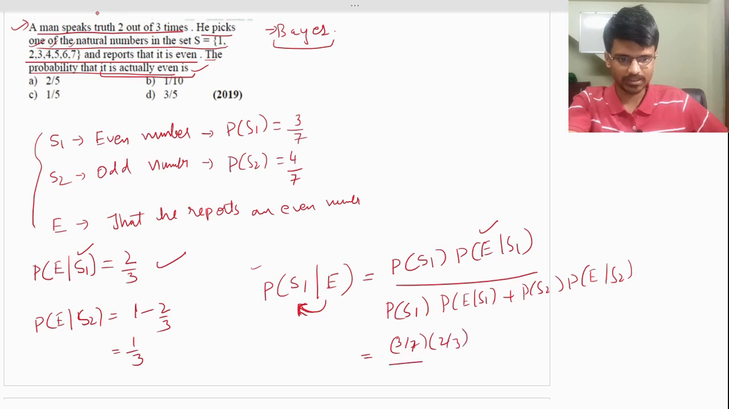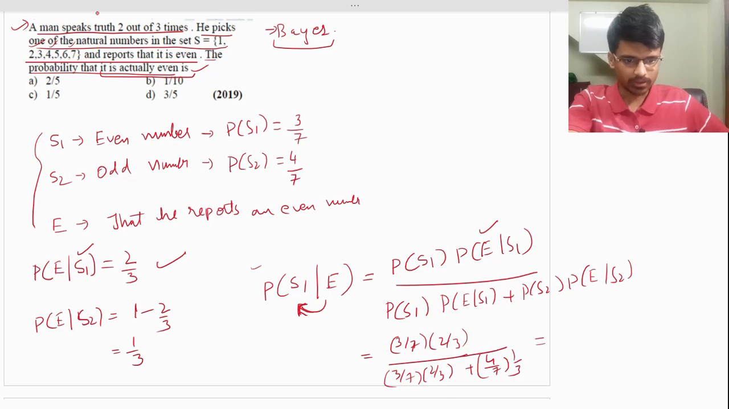I just need to substitute, right? I'll just quickly do that. 4 by 7, 1 by 3. So I can cancel the 21 everywhere. What do I get? 3 into 2 plus 4 into 1. So 6 by 10. 2 3s are 6, 2 5s are 10. So it is 3 by 5.